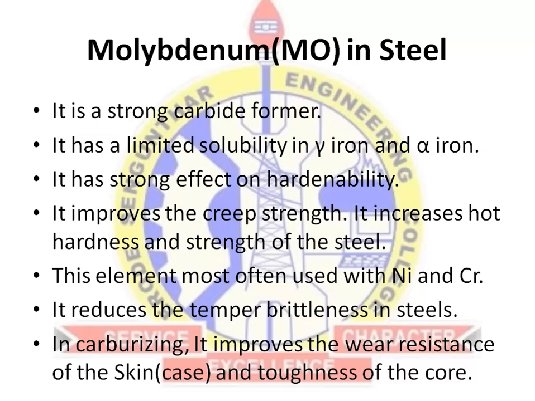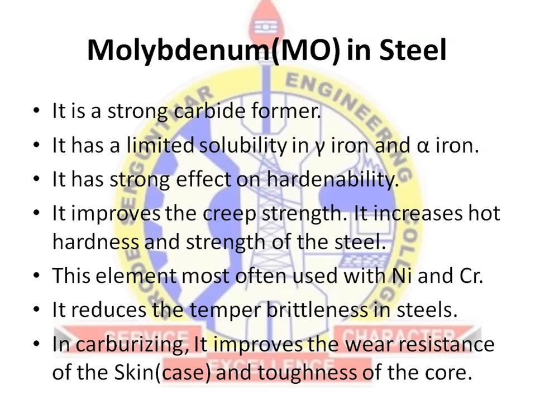This element is mostly used with nickel and chromium. Molybdenum is mainly used as a constituent in nickel as well as chromium. It is also used for wear resistance material. It reduces temper brittleness in steel, so easier breakage can be avoided by adding molybdenum. It gives additional strength to the steel.